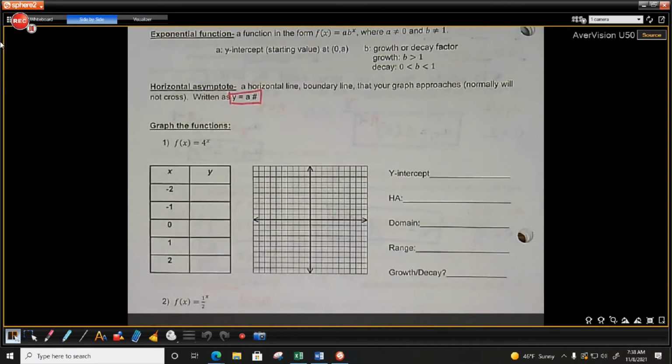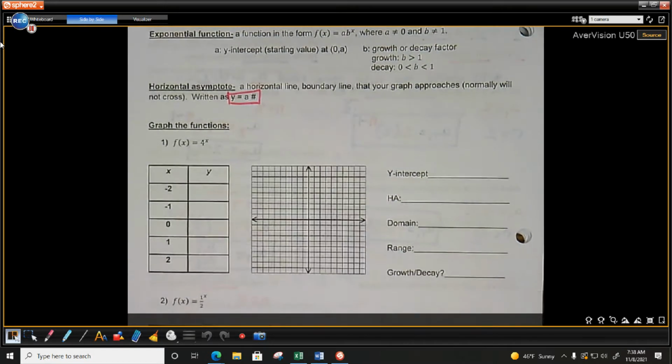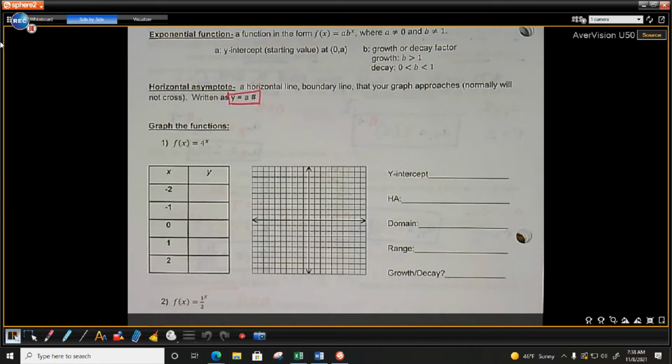It's an equation. It's a horizontal line. Horizontal lines have a slope of 0, and their equation is y equals a number. So that's why our horizontal asymptote is written as y equals a number. Your horizontal asymptote is not actually part of the graph. It just helps us graph the function. It puts a boundary line of where my graph approaches but does not cross. Okay? So, looking here.